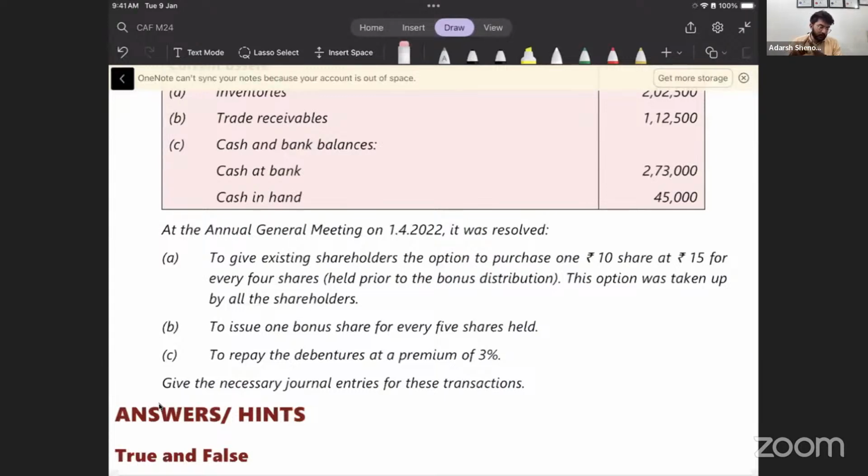Then you have to sell, but before that you have to close the DRR. You have to sell the investment. Then you have to pay the debenture holders. Then you have to close the premium account. If you do that, it's done. Just 5 redemption related entries have to be passed.